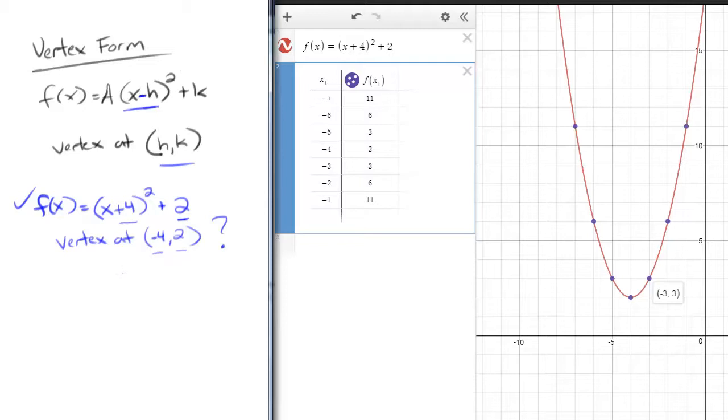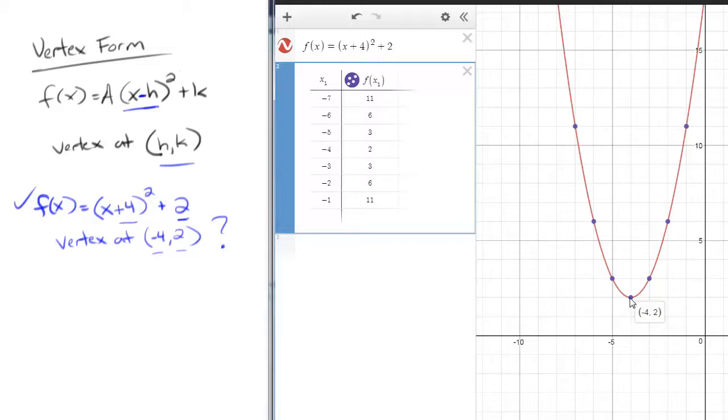Well, first and foremost, let's look at Desmos here, this graph of this function, and we can easily verify that that is the vertex, so just get that out of the way. This point right here, at -4, we get an output of 2. That's the smallest, or the minimum, value of this graph.